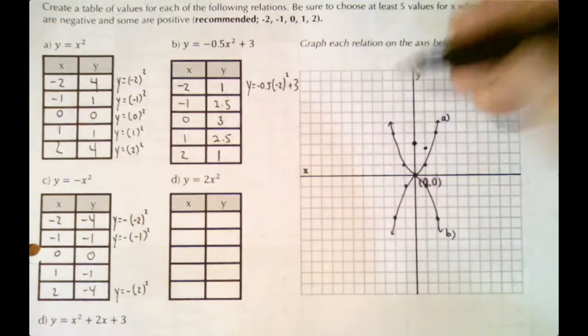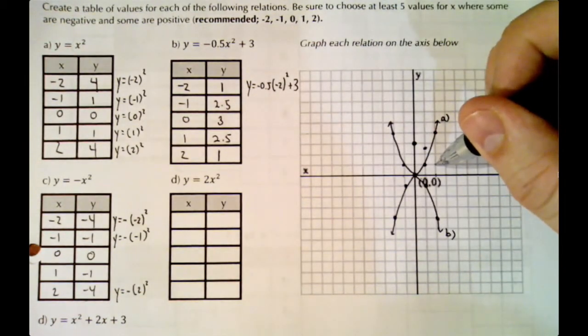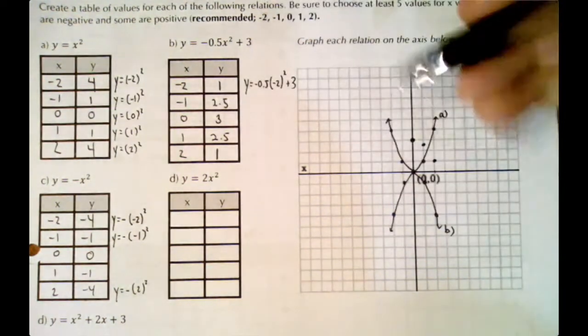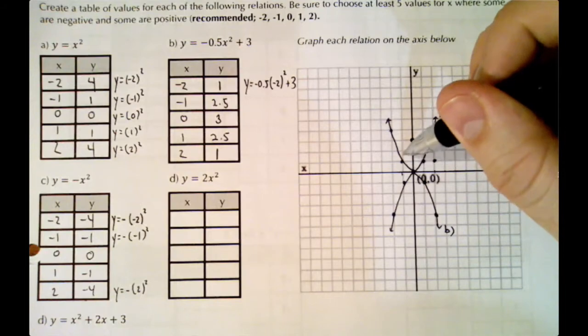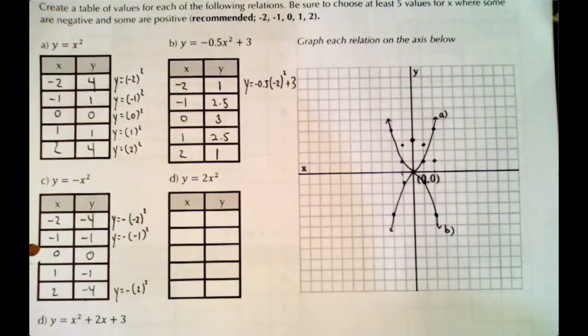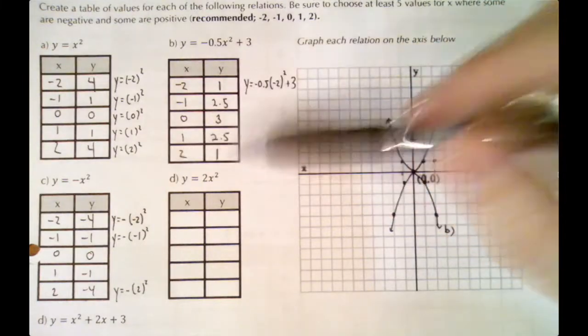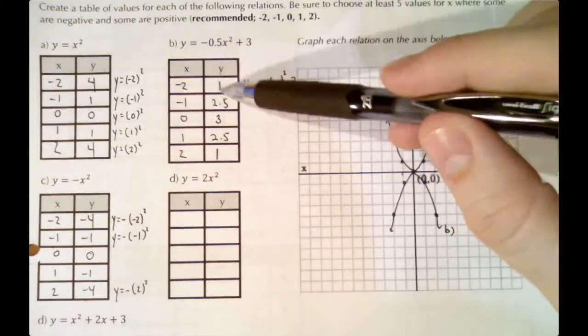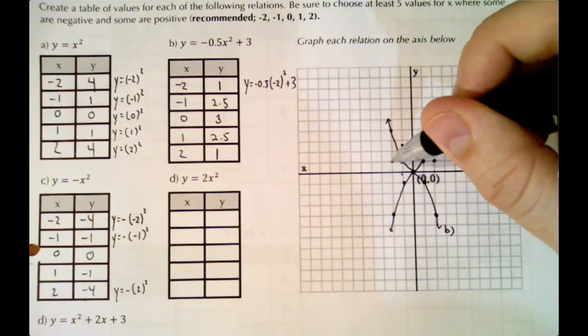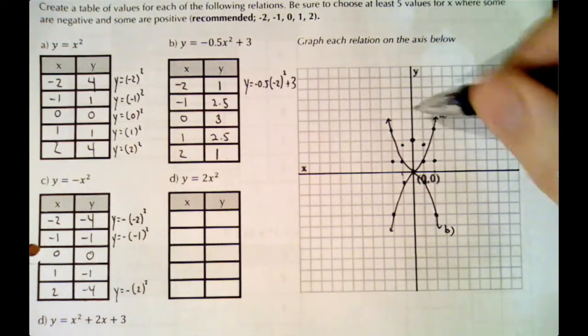And 2 is 1, so over to 2, up to 1. Negative 1 gives us 2.5. Negative 1's here. 1, 2.5. And 2 is 1. Nope, missed that one. Negative 2 is 1. Negative 1, negative 2 for x, and 1 for y. And now we've got some points.